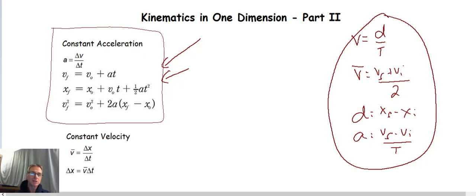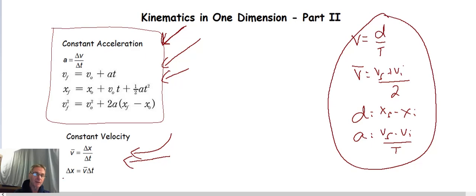Let's look at the equations to start with. There are two sections here. One is constant velocity, where we have an acceleration equal to 0, and up here we have constant acceleration. These equations apply to anything where we have a constant acceleration. Now, constant acceleration can also be 0, so the equations down here are really just special cases of the equations up on the top.